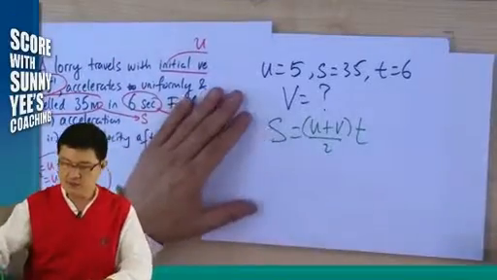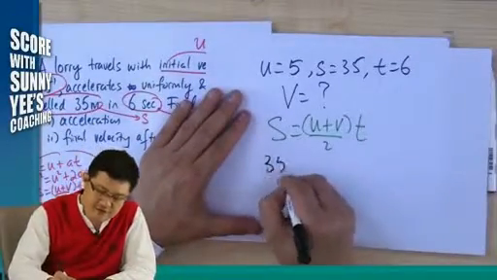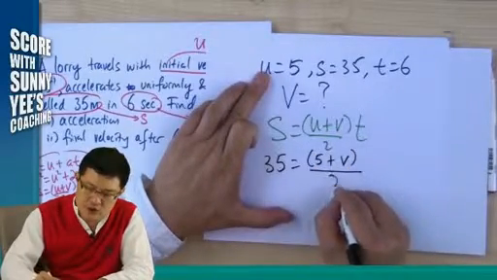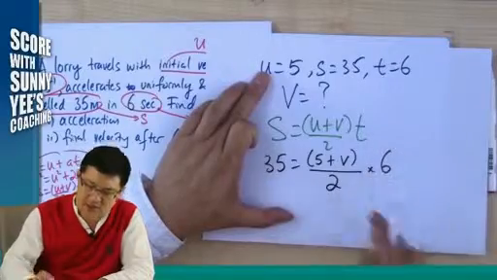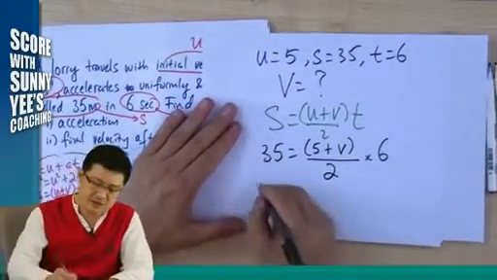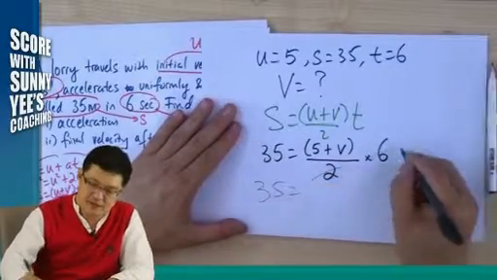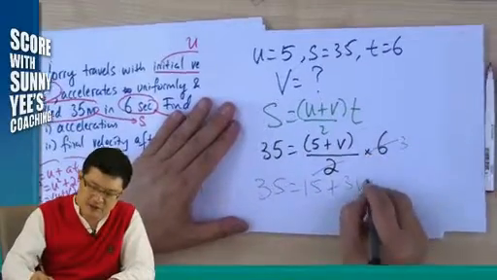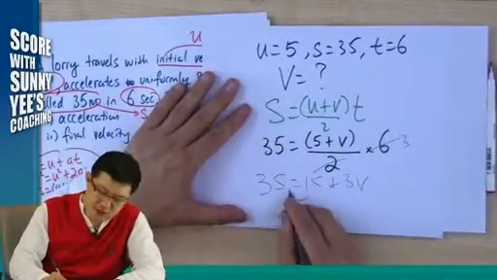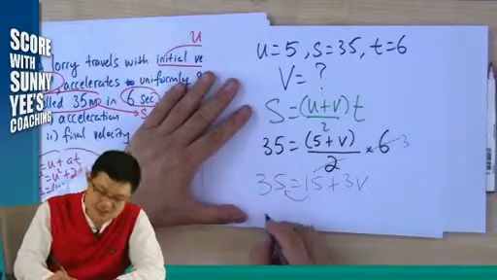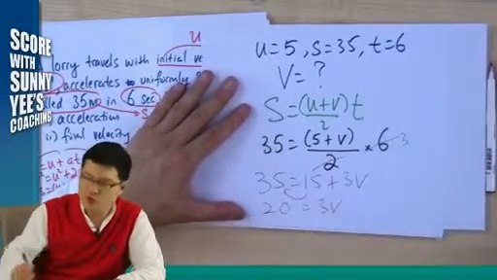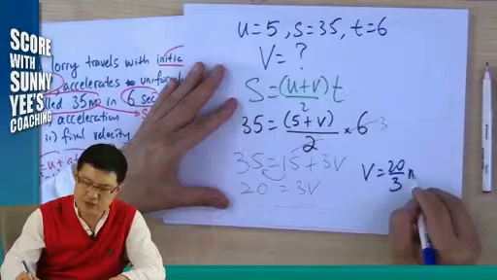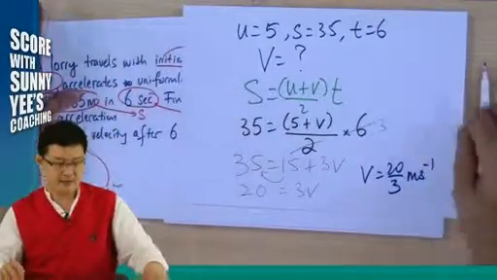So with this, we substitute. The S is equal to 35. The U is equal to 5 plus V over 2 times T. Your T is 6, you see? From here, we were able to get the answer. This is 35. Cancel off the 3. Open bracket, 5 times 3, 15. 3 times V is 3V, right? So I bring the 15 over there. 35 minus 15 is 20, equals 3V. Well, what is the V? Your V is 20 divided by 3 meters per second.